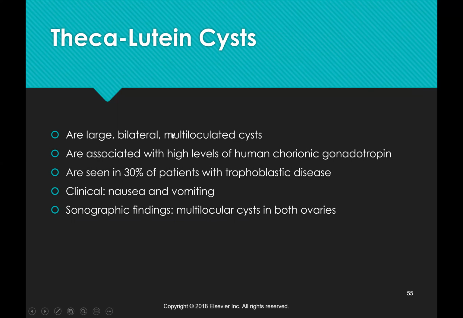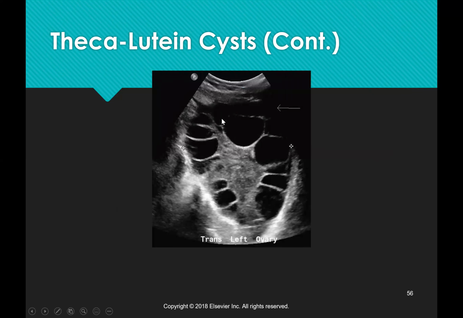Theca-lutein cysts are large bilateral multilocular cysts and are associated with high levels of HCG. So if a patient gets pregnant and they have lots of HCG, they have a higher chance of a molar pregnancy, trophoblastic disease. They have a higher chance of having these theca-lutein cysts, which are multilocular cysts seen on both ovaries, and they're bilateral most of the time. This is a large cyst seen in the ovary.